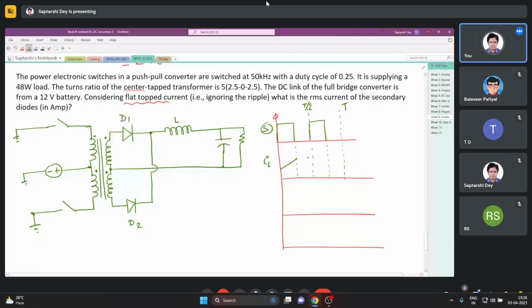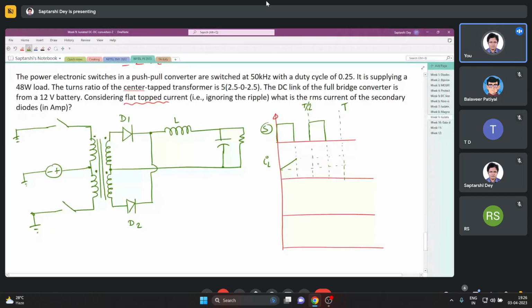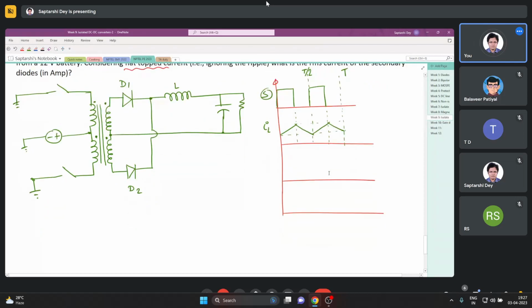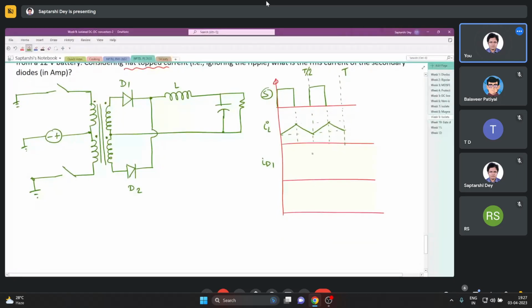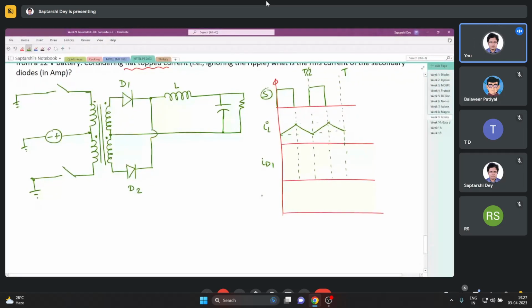And if the current of the inductor is rising during this time, we are studying DC-DC converters for long now, it must be reducing in this time. So you see, it is like this. Now I will draw the current in diode D1 and D2 also together.